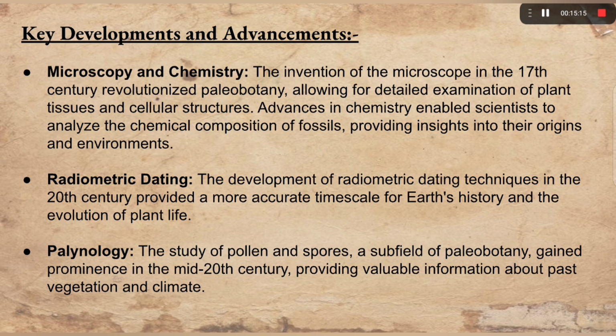Next is radiometric dating. The development of radiometric dating techniques in the 20th century provided a more accurate time scale for Earth history and the evolution of plant life. The method of radiometric dating tells about any particular object's historical background, its time of evolution and historical time scale. There are some radioisotopes in any object, and with the help of the examination of these radioisotopes, radiometric dating takes place.